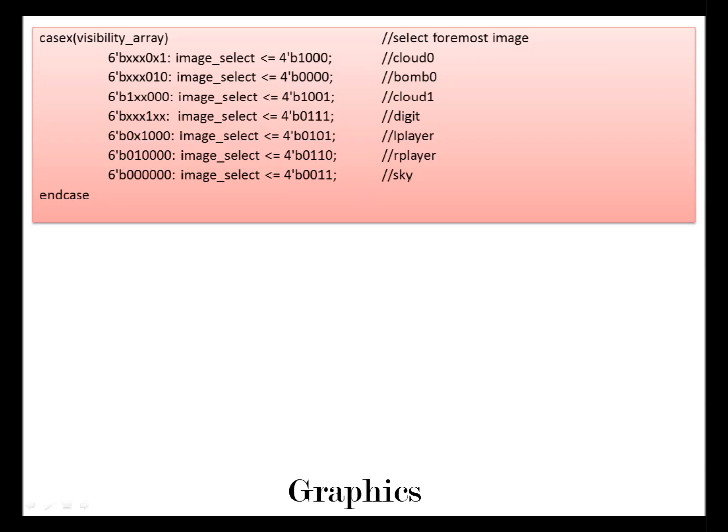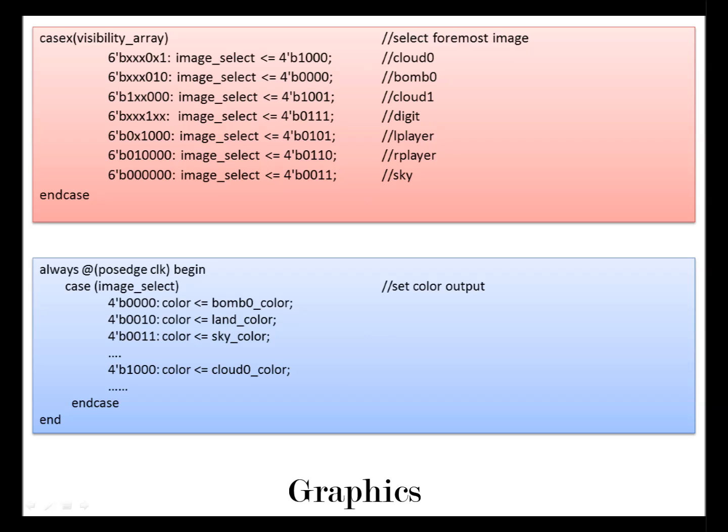Visibility values for all images are calculated in a similar manner, and a visibility array is obtained. According to the image priorities and image visibility, the foremost image is selected using a case X statement. Once we have the selected image, we simply assign the color output to the color value.